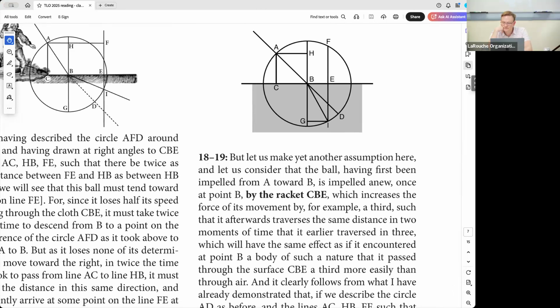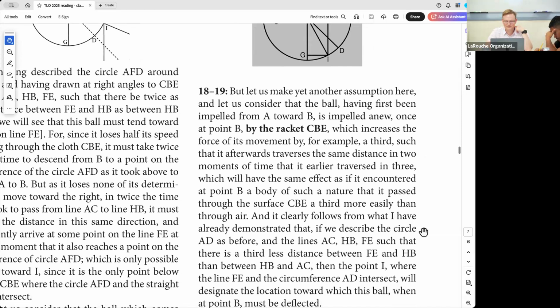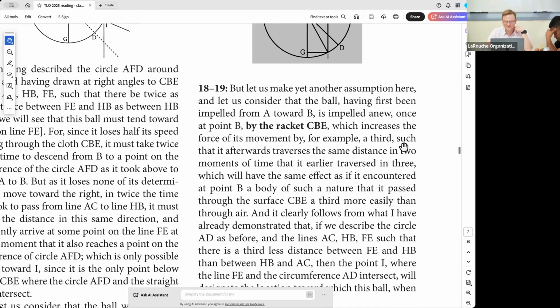But let us make yet another assumption here, and let us consider that the ball, having first been impelled from A toward B, is impelled anew, once at point B, by the racket CBE, which increases the force of its movement by, for example, a third, such that it afterwards traverses the same distance in 2 moments of time that it earlier traversed in 3, which will have the same effect as if it encountered at point B a body of such a nature that it passed through the surface CBE a third more easily than through air.